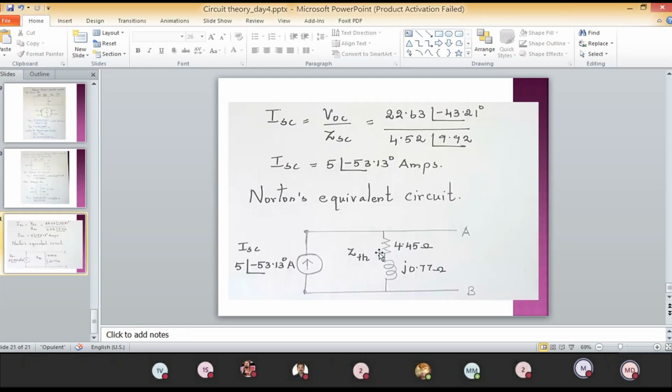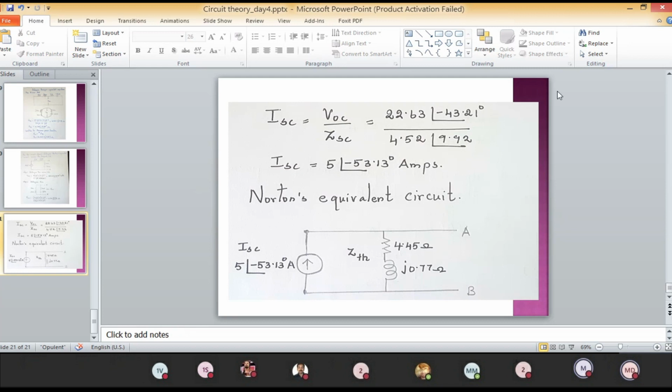Now the short circuit current is the open circuit voltage divided by the Thevenin impedance. So the short circuit current is 5 angle minus 53.13. So the Norton's equivalent circuit is the short circuit current in parallel with Thevenin's equivalent impedance. You should notice one thing: both Thevenin and Norton are dual with respect to each other.